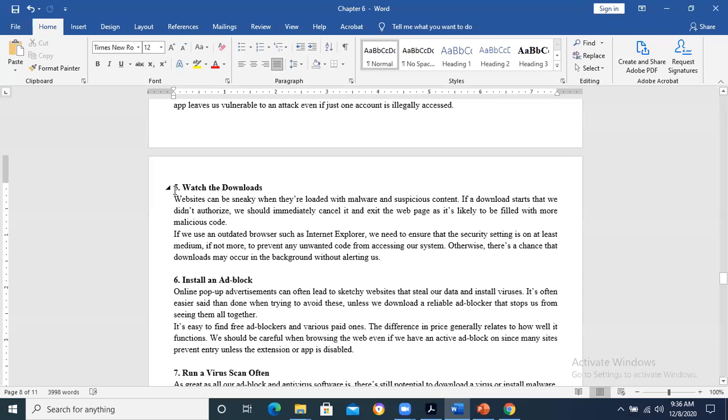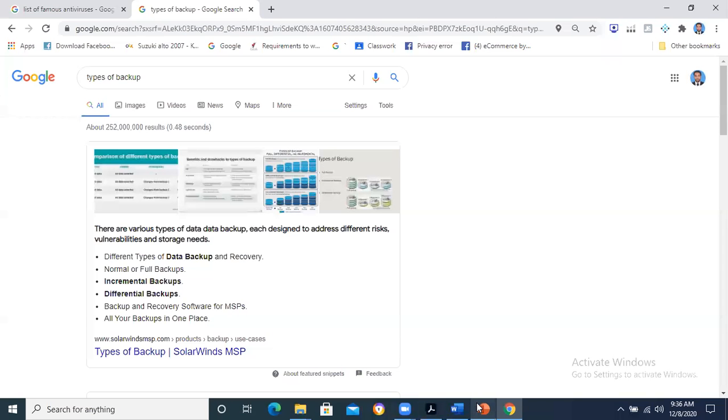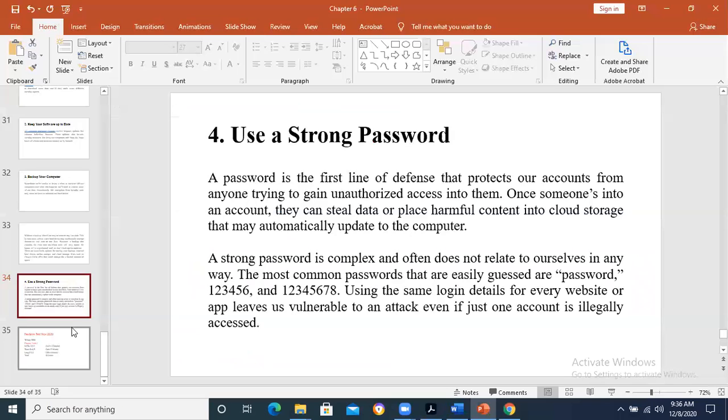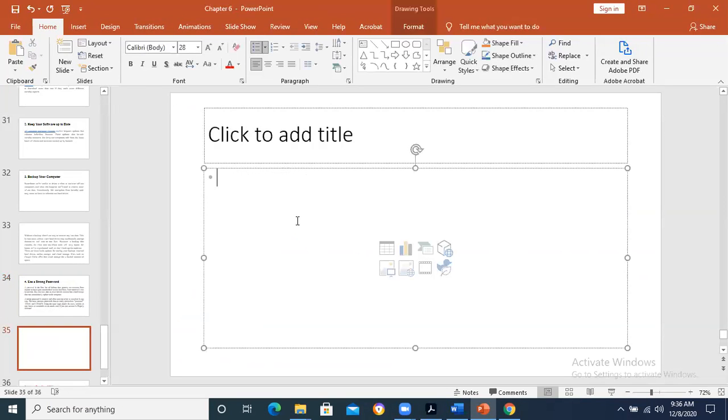Watch the downloads. Websites can be sneaky when they are loaded with malware and suspicious content. Then you have to see the downloads. What are the downloads that you are doing with your computer system? This is also a very important thing that you need to see: what are the different types of things that you are downloading in your computer system.